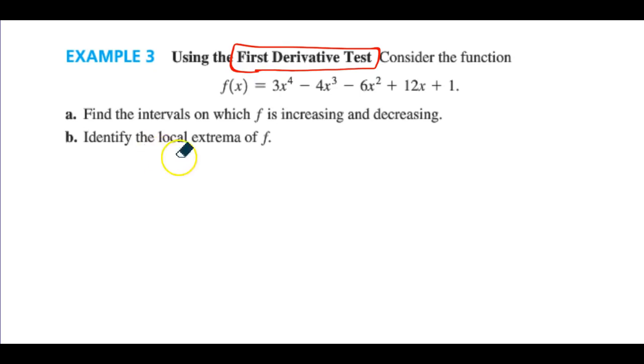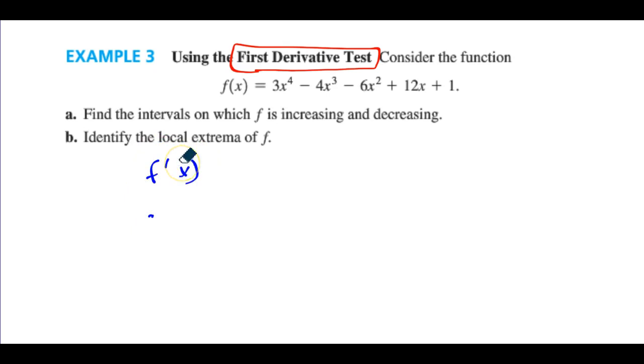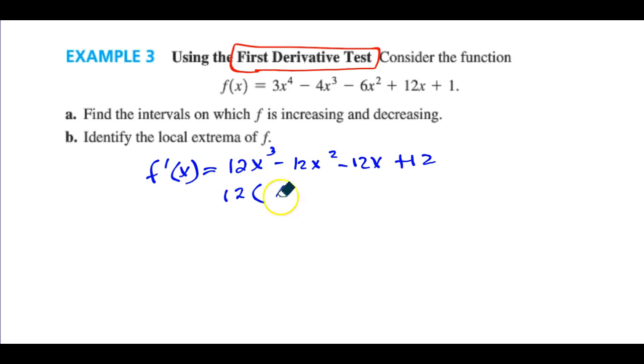So I won't work this problem in its entirety, just for sake of time of the video. There are some other concepts that we need to grab as well, but I'll start this for you. This derivative is 12x cubed minus 12x squared minus 12x plus 12. We can obviously pull out a 12, leaving me with x cubed minus x squared minus x plus 1.